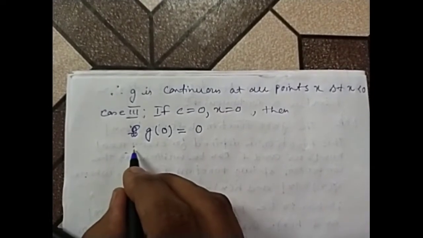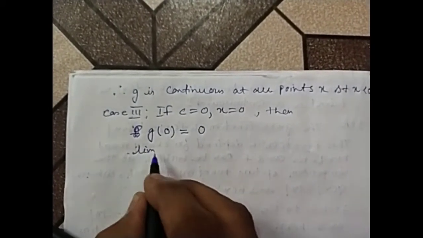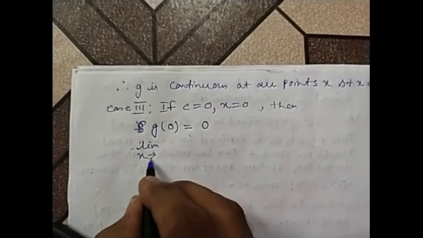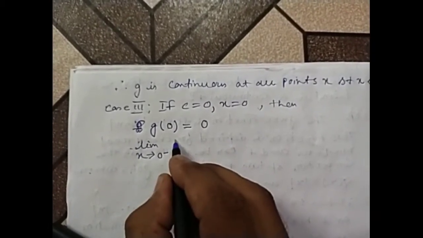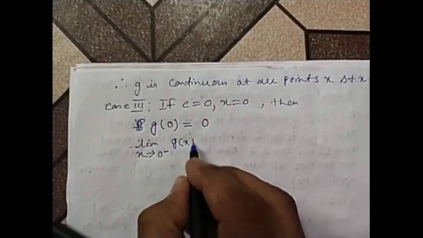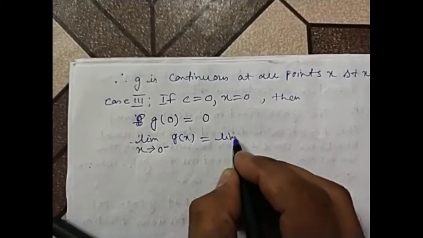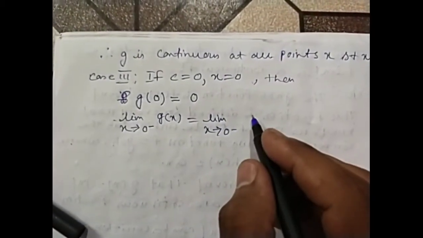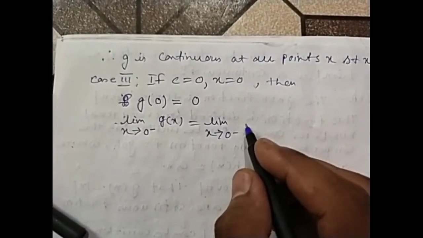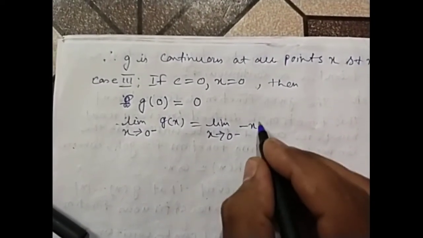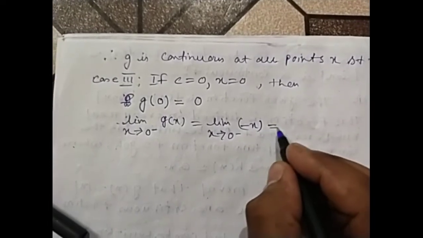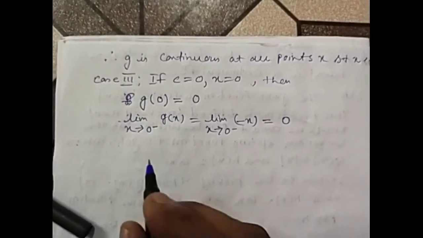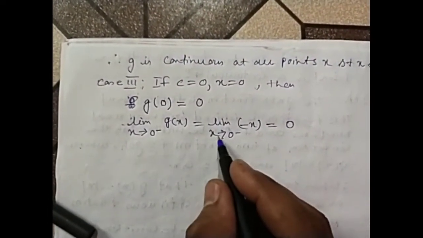Therefore, the left hand limit: limit x tends to 0 negative, g of x, is equal to limit x tends to 0 negative. What is the function? 0 negative means less than 0, so you will get minus x. After putting the value in the limit, minus x gives 0 only.